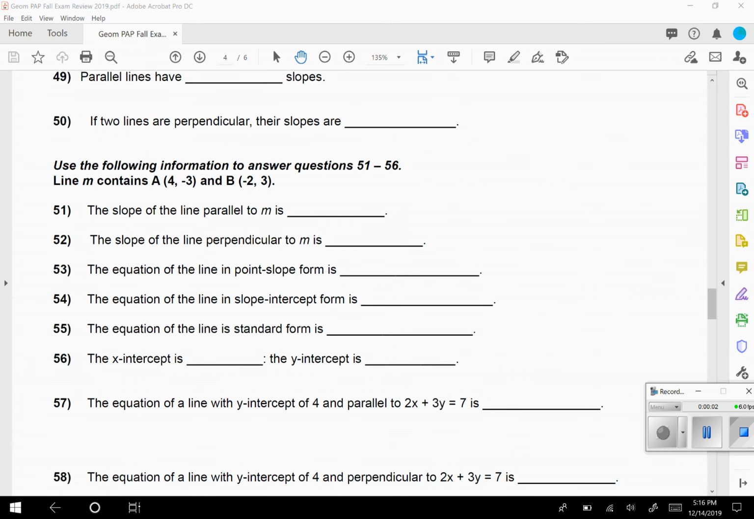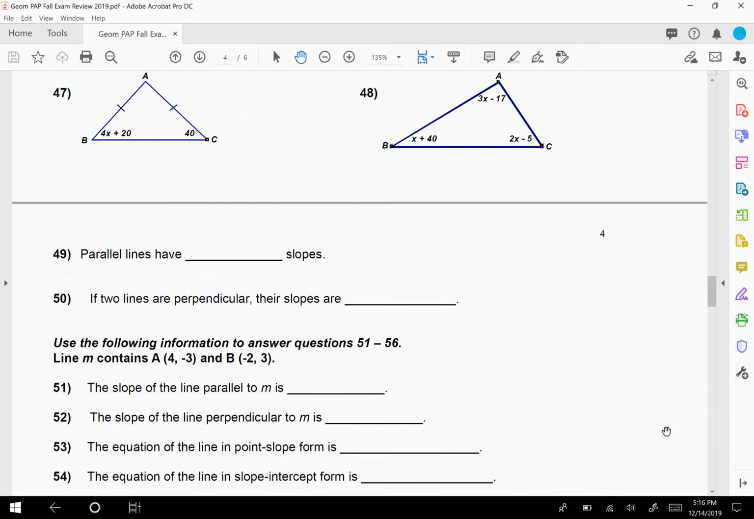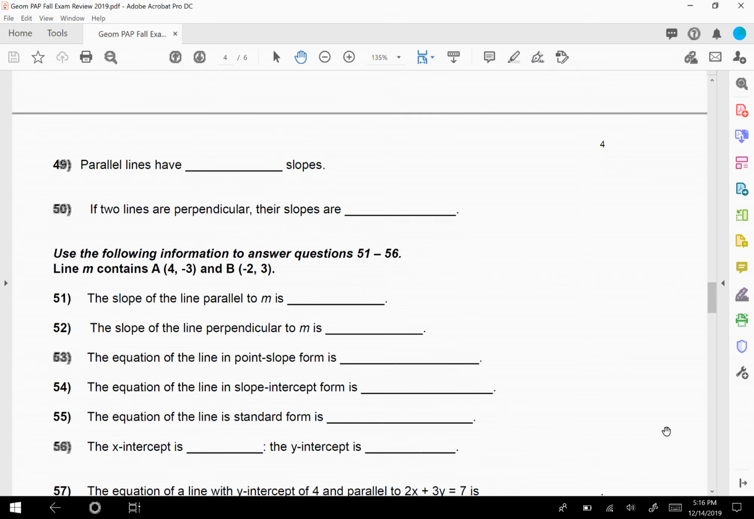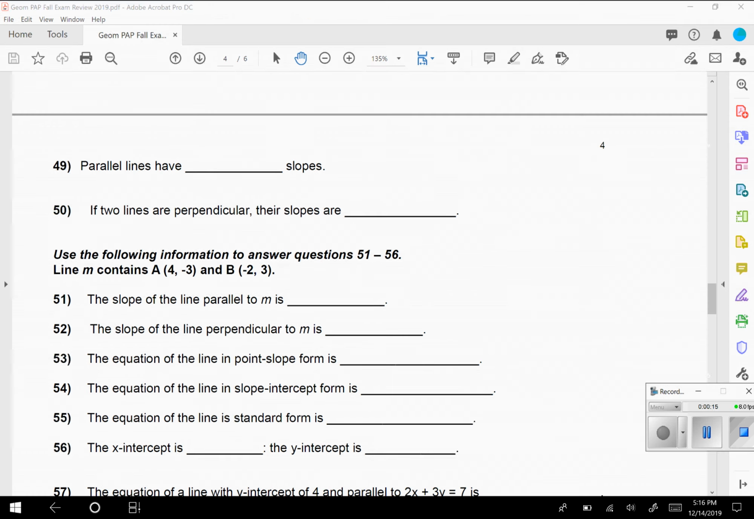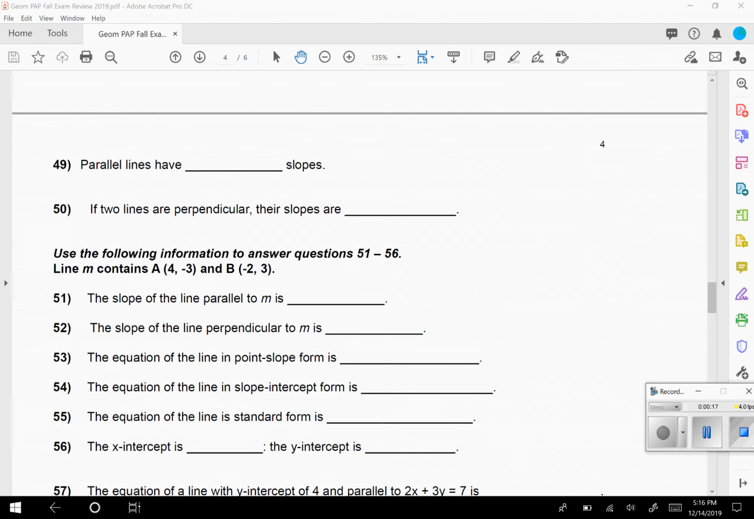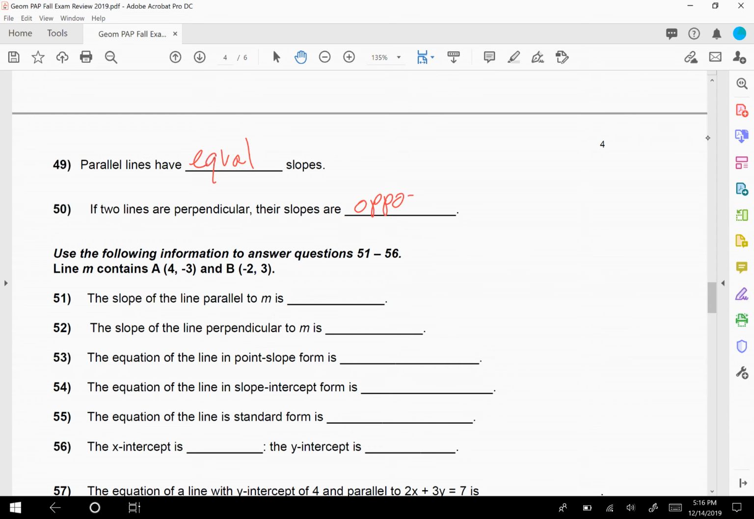All right, continuing on with the second part of the review, we're going to talk about the equations of lines. Parallel lines have slopes that are equal, or the same. If two lines are perpendicular, their slopes are opposite reciprocals.